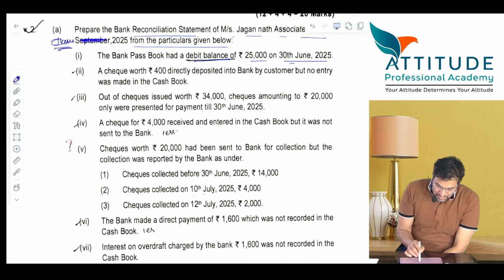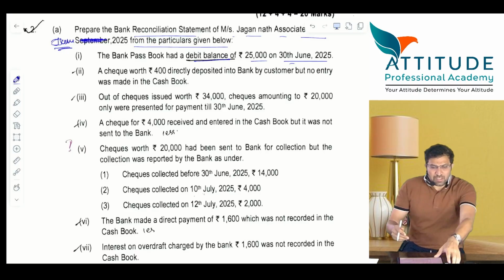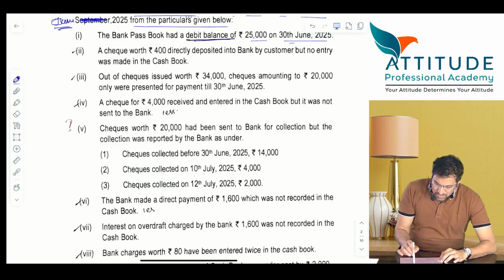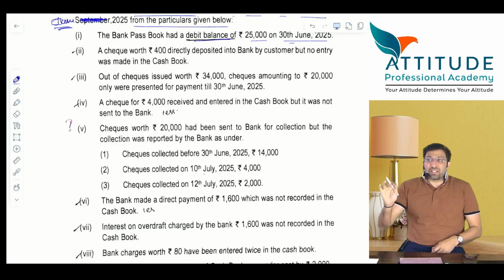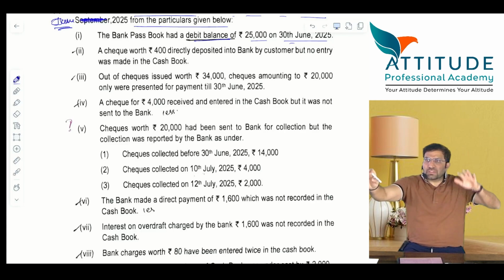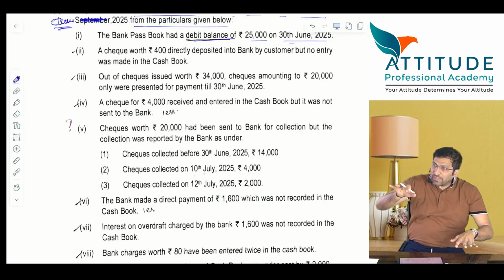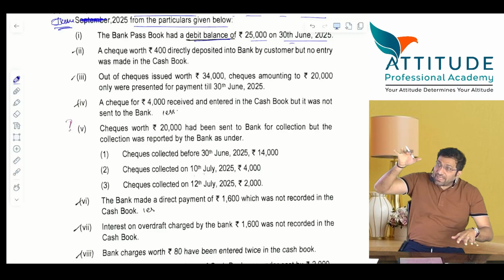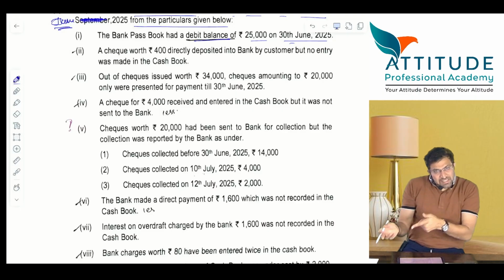Now tell me, how much are the checks issued? Oh, how much are the checks issued? 34. So 34,000 आपका cash book balance is down. Checks amount 20,000 were only presented. So where the balance is more by how much? You have issued the check, no? 34,000 cash book balance is down. Passbook balance is also down, but it is down only by 20. So, but still the passbook balance is up by 14. So where the balance is more? तो यह क्या होगा? Less. Less means it will get what? Added.